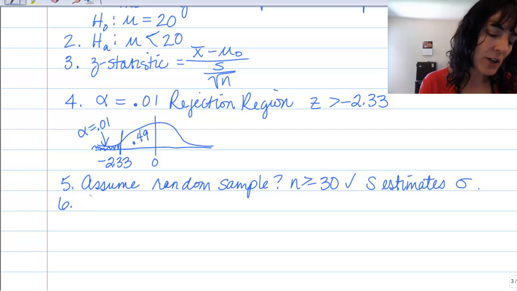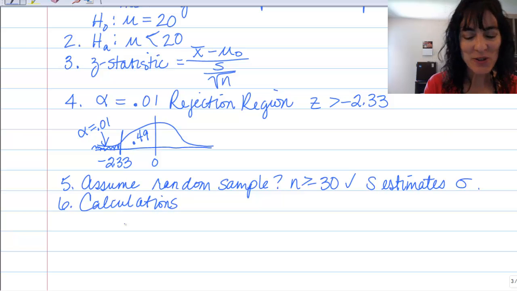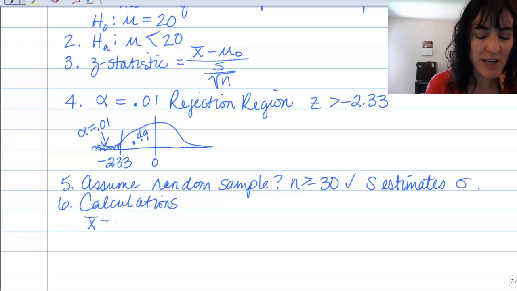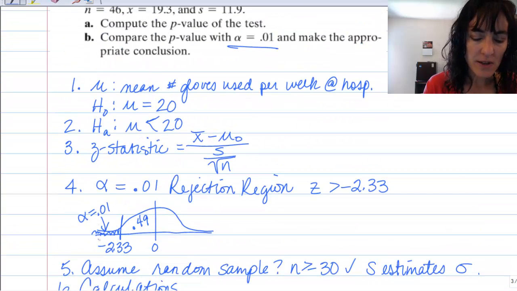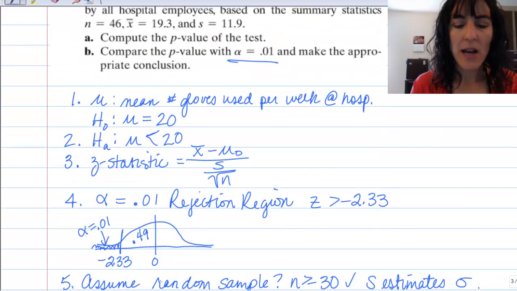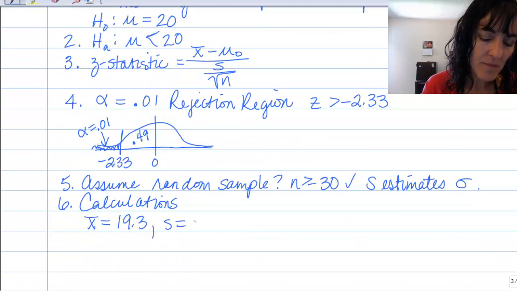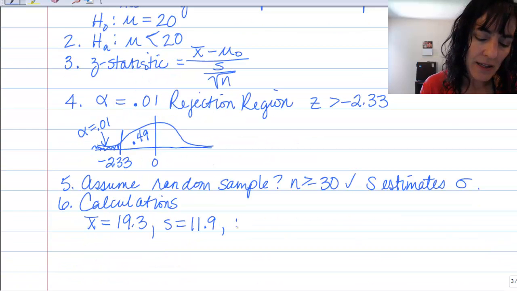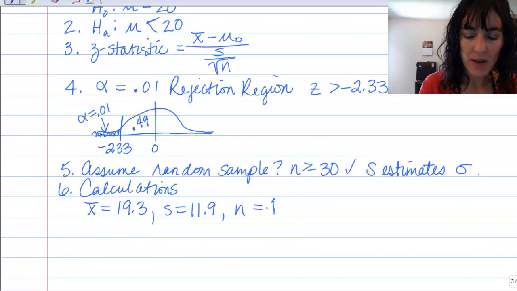So then our actual calculations, and remember this is the point where you would actually do your study, and so we did our study and we came up with an X bar equals 19.3 and S is 11.9 and N equals, I think it's 46.